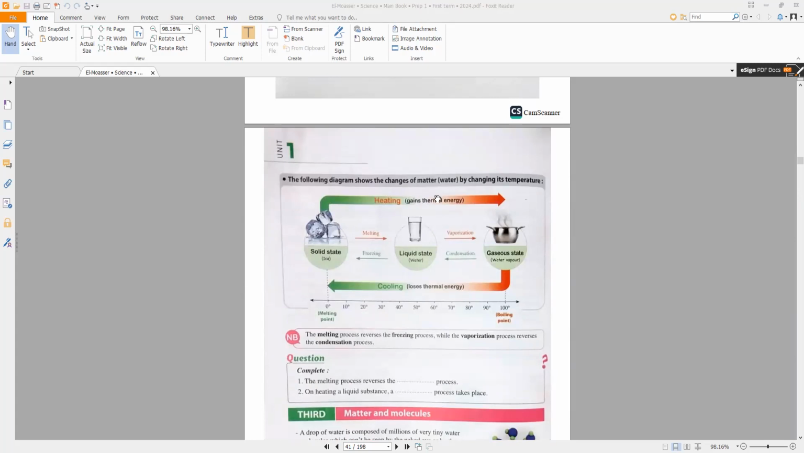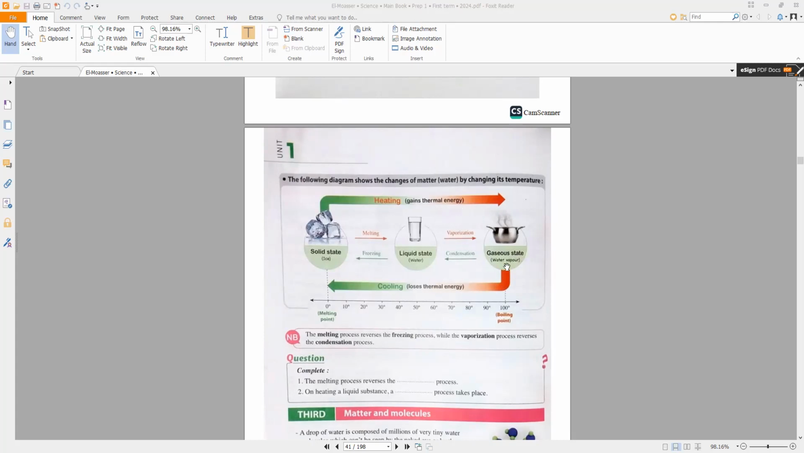This diagram shows a change of matter, for example water, by changing its temperature. Number one, solid state. When solid state gains heat, it is called the melting process. It changes from solid state to the liquid state. After this, liquid state gains heat or thermal energy, it changes to gaseous state. This is called the vaporization process by heating. So by heating, there are two processes, melting process and vaporization process. Melting changes from solid state to the liquid state. Vaporization changes from the liquid state to gaseous state by heating or gaining thermal energy.